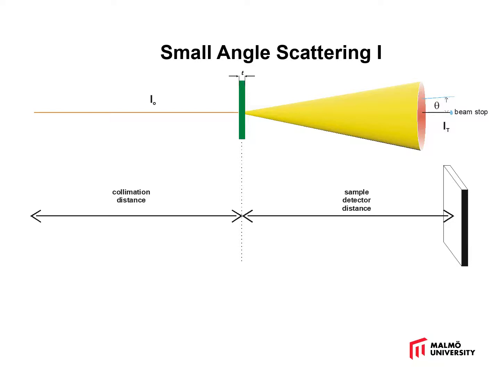And the beam is scattered. The transmitted beam will hit the beam stop, and some are scattered through an angle around that beam stop. In terms of the instrument, you can think of it very simply. There's a collimation distance and a sample to detector distance.